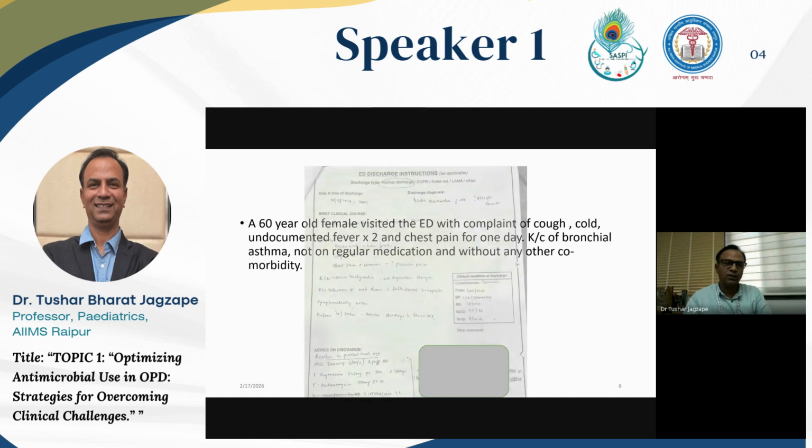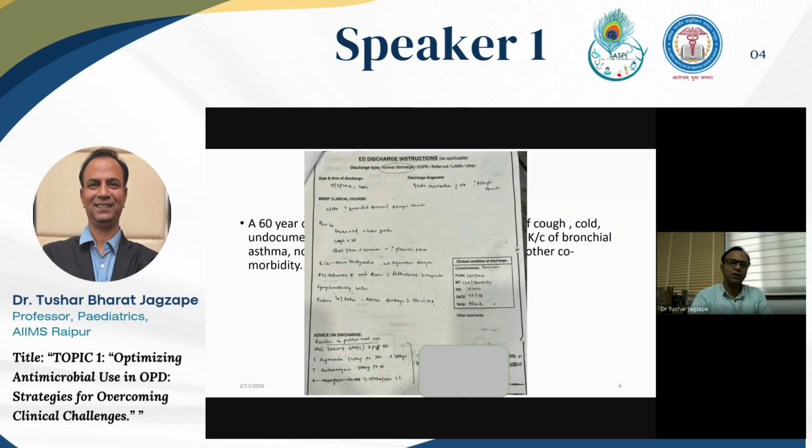Here is the prescription from the emergency department at the time of discharge. As you can see, the patient has been advised 2 antibiotics, Augmentin and azithromycin. We will evaluate this case in the subsequent slides.